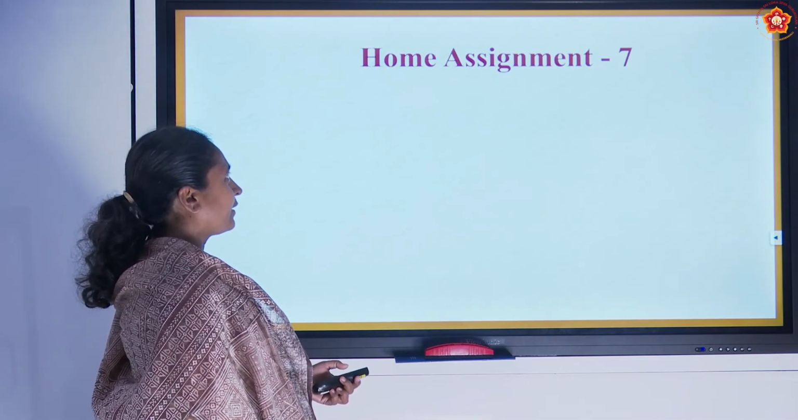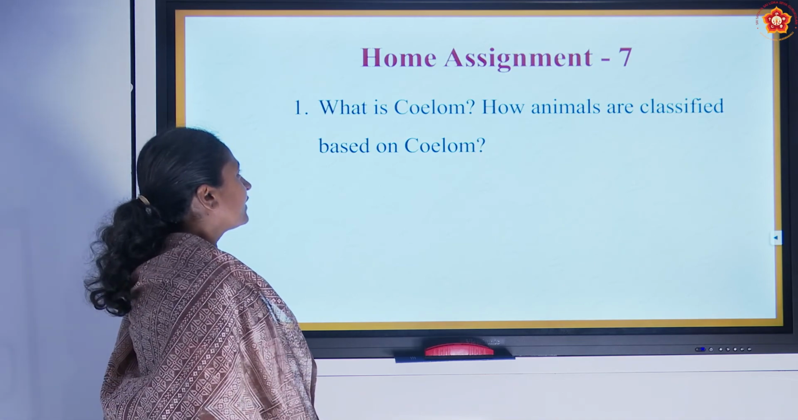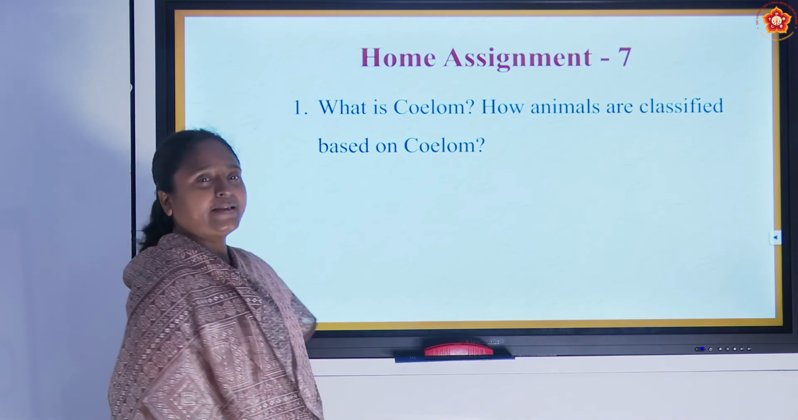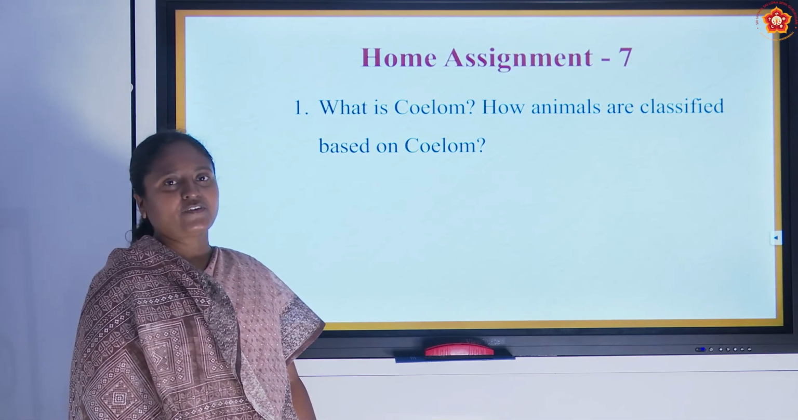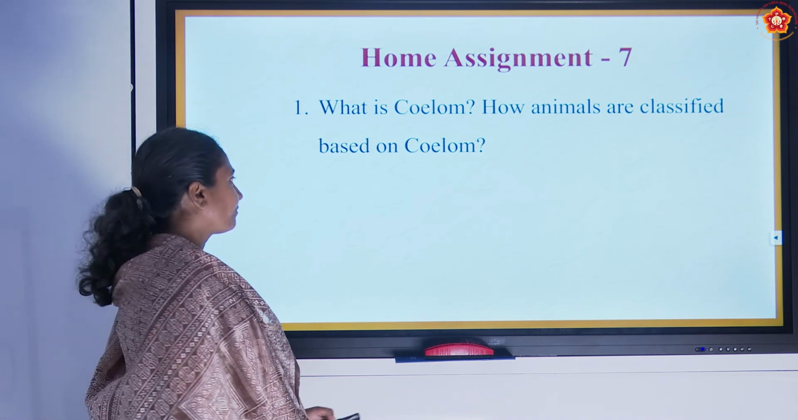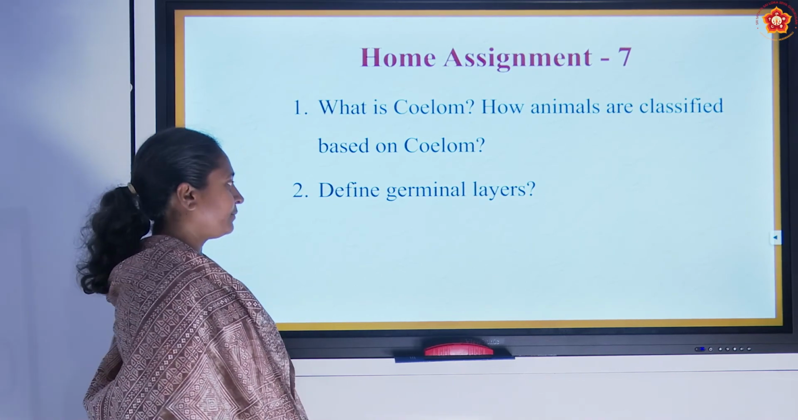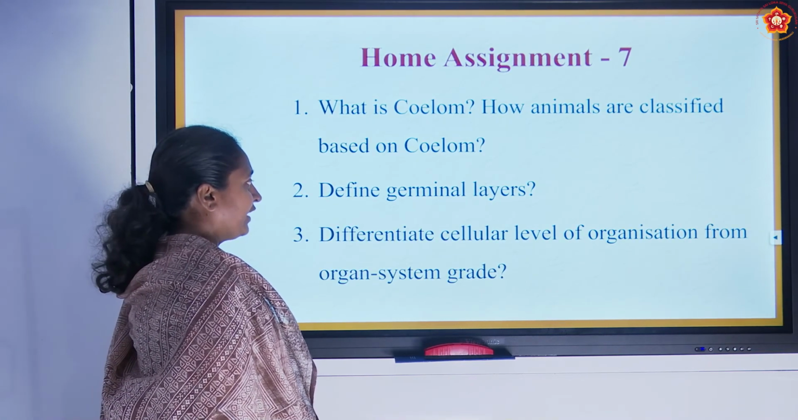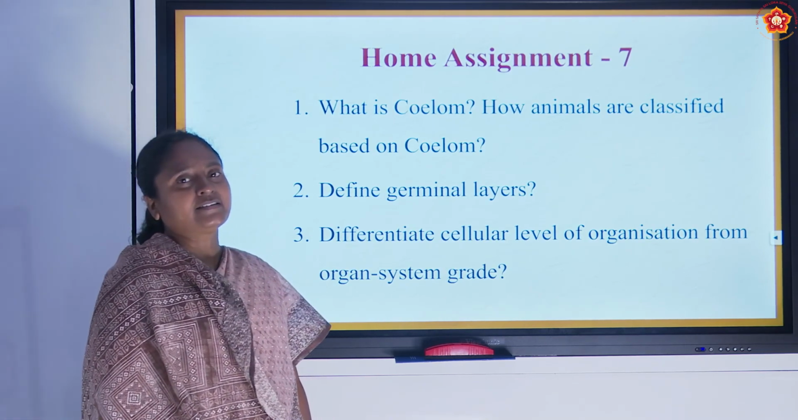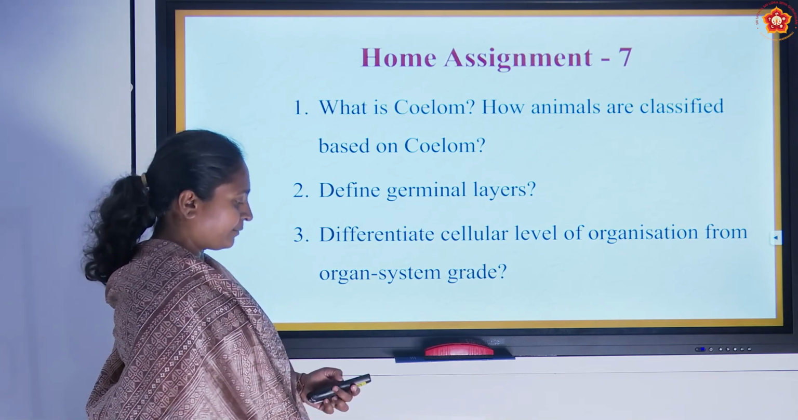With that, we are coming to the end, and now we will see the home assignments. What is coelom? How are animals classified based on the coelom? It can be asked for any of the characteristic features used for classification. The next question is, define the germinal layer. Differentiate cellular level of organization from organ or system grade of classification. So, these are some of the home assignment questions.